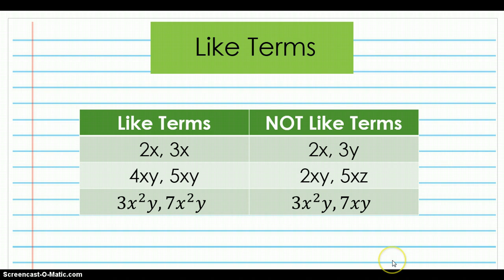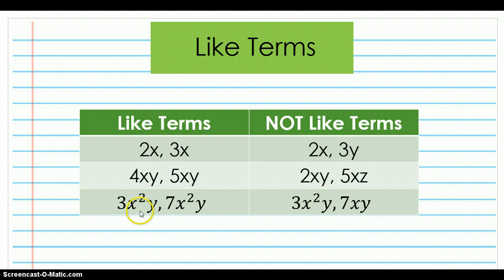Okay, so let's talk about some examples of like terms. 2x and 3x are like terms because they both contain x's, and these x's are raised to the first power. Some non-examples are 2x and 3y. One has an x, the other one has a y, so they're not considered like. Another example is 4xy and 5xy. They both contain an x and a y, therefore they are alike. Some non-examples are 2xy and 5xz because one contains a y while the other one contains a z.